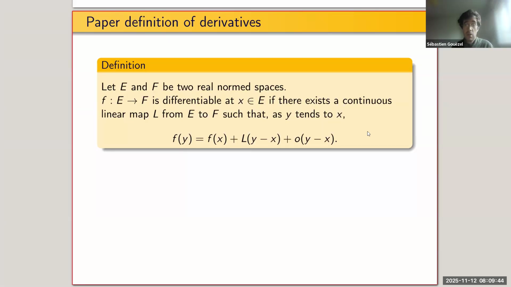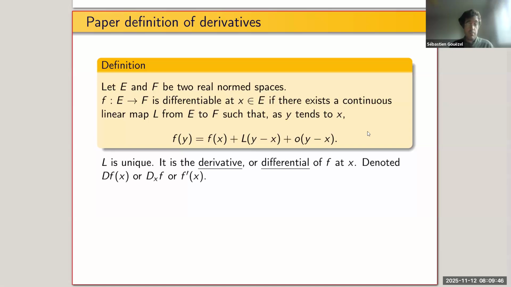Very usual definition. And this L is unique, so it's a continuous linear map from E to F, and it's called the derivative or the differential of the map f at x, and it's denoted by, okay, you have a bunch of notation, df of x or d_x f, or sometimes f prime of x. If you're in a differential geometry setting, sometimes it's T_x f, a bunch of notation for all the same object, a continuous linear map.